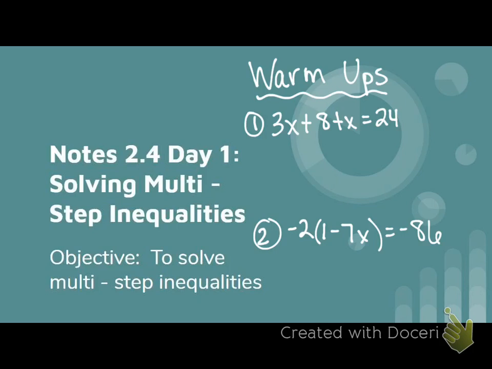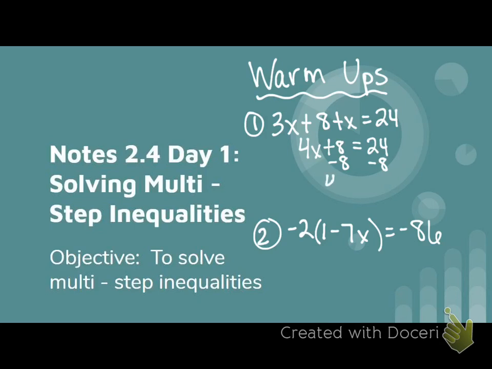For my first warm-up, 3x plus 8 plus x equals 24. What's my first step, Dominic? Add 3x to just x. What do we get? 4x, good. 4x plus 8 equals 24 when we combine like terms. What can we do next? Subtract 8 on both sides.